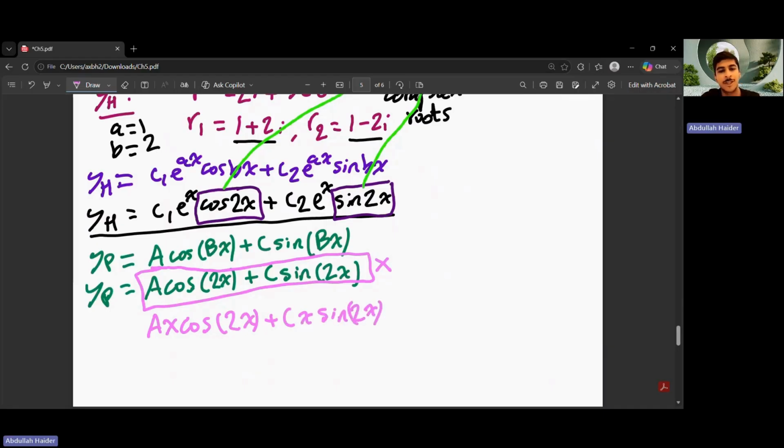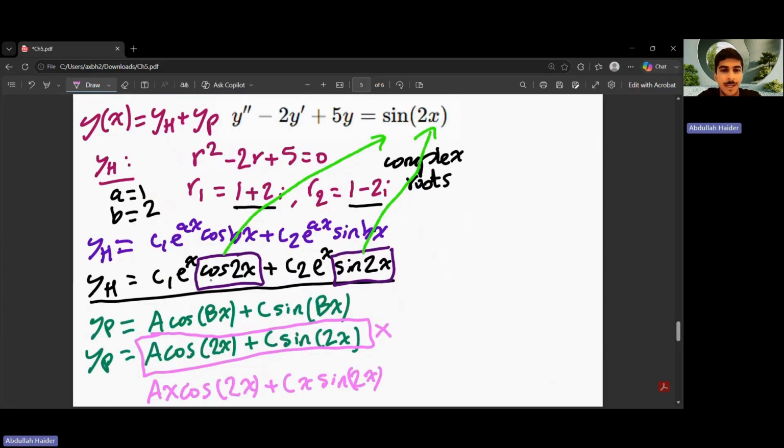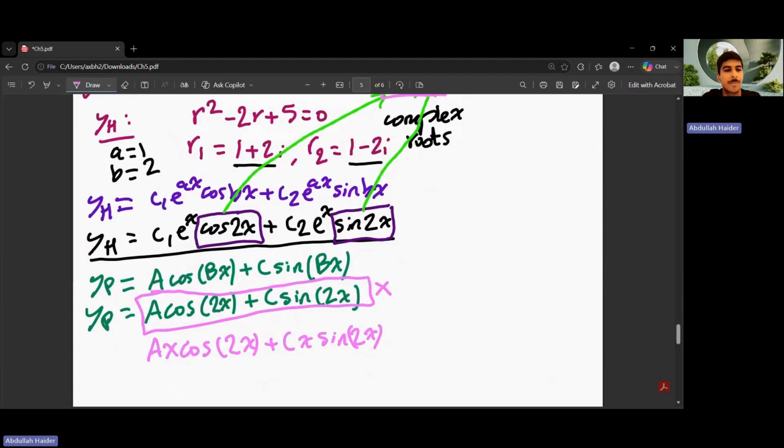Once again, why did we multiply yp by x? You look at the homogeneous solution and see if one or more functions here have something in common with the function on the right hand side. So you compare cosine 2x with sine 2x, which is not the same, but you have sine 2x here and sine 2x here, so you multiply the whole thing by x, and that is your final yp.